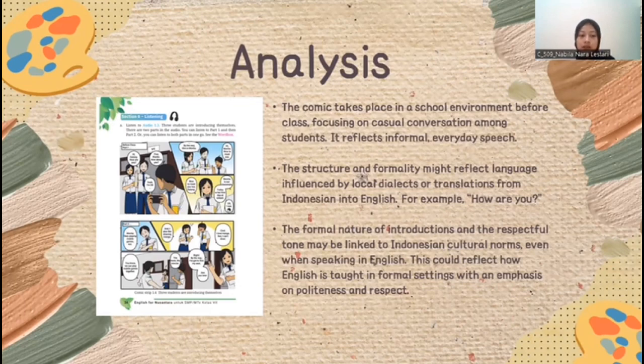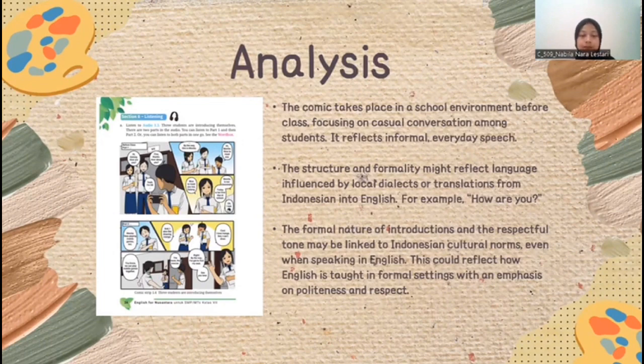So the first thing we analyze is that the comic takes place in a school environment, so it is focusing on casual conversation among the students, and it reflects an informal setting. And then the structure and formality may reflect language influenced by local dialects or translations from Indonesian into English. So for example, how are you? Nice to meet you. What are you doing?